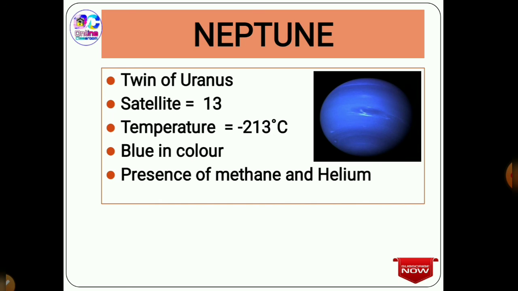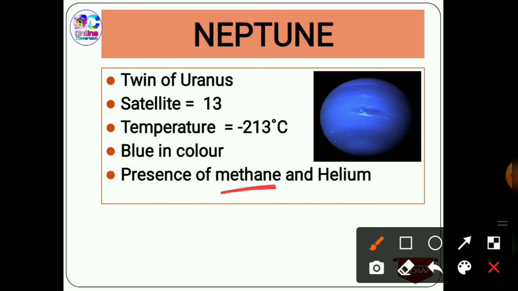Now if you see, methane is common in both Uranus and Neptune, but due to the presence of helium, the temperature here is minus 213 degrees. So that makes Uranus the coldest planet, while Neptune, though being the farthest from the sun, is not considered the coldest planet. Now, the total revolution takes about 165 Earth years, and it is blue in color. So it is important to know that when we talk about the blue planet, that is not only Earth, but Neptune is also considered a blue planet.